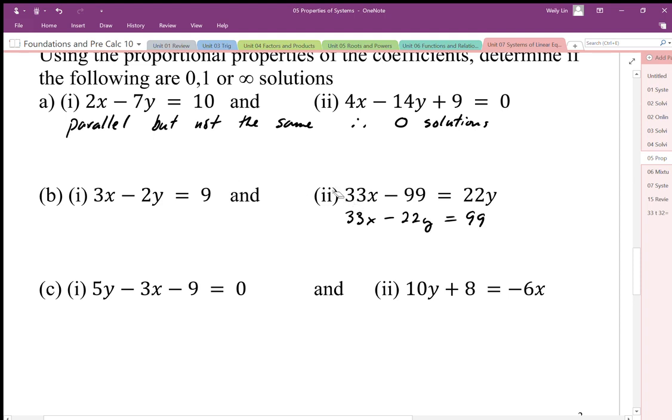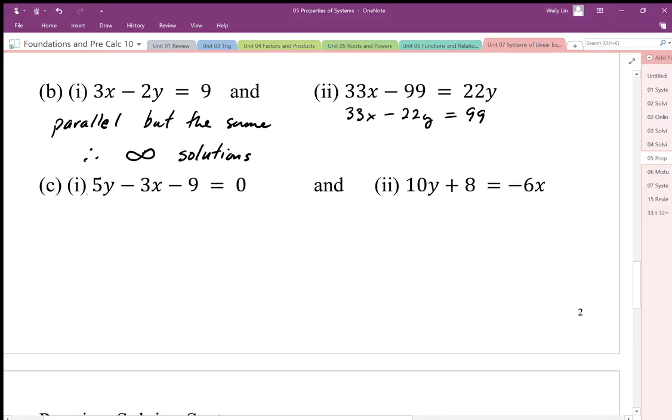This is a times 11 factor. The constant has a times 11 factor. So these are not only parallel, but the same. Okay, therefore, we have infinite solutions. And this would be a consistent system. If we tried solving this, we get 0 equals 0.